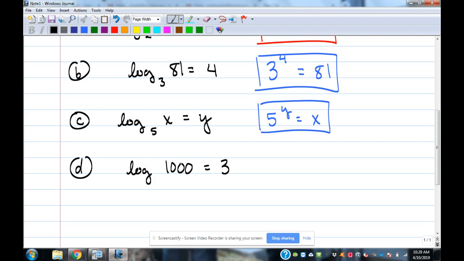So in all of the first three examples, they had a base written there. This next one doesn't have a base written there. And it's an understood 10, okay? Anytime it's log with nothing written there, it's understood that there's a 10 there. The reason it's understood that it's a 10 there is because we live in a base 10 number system.